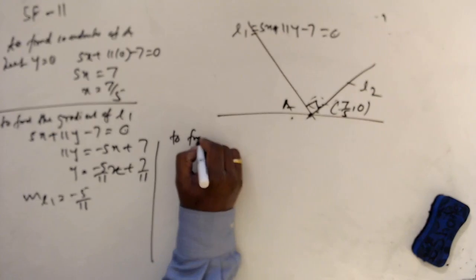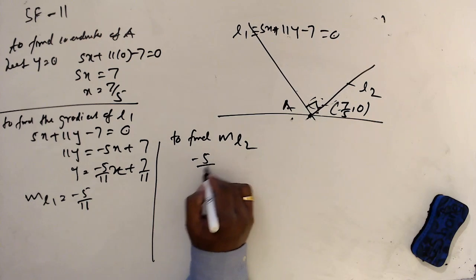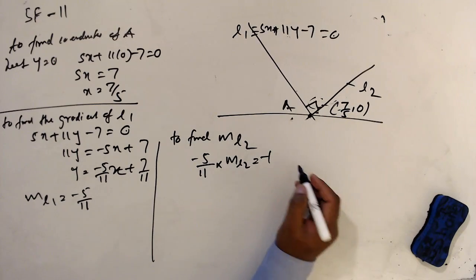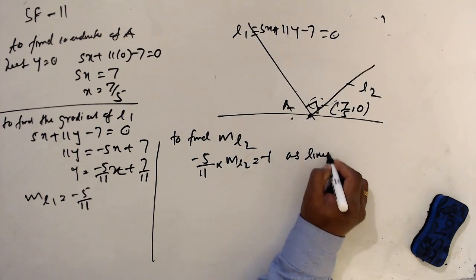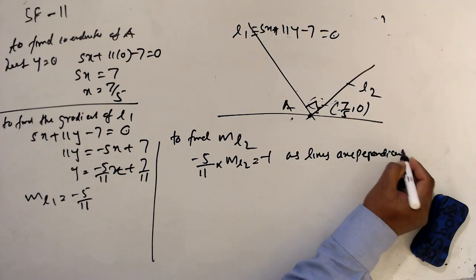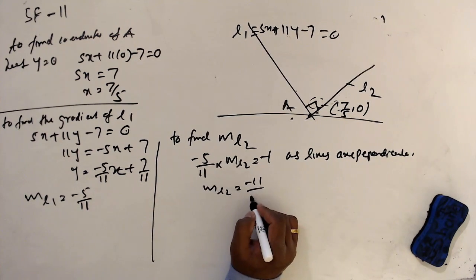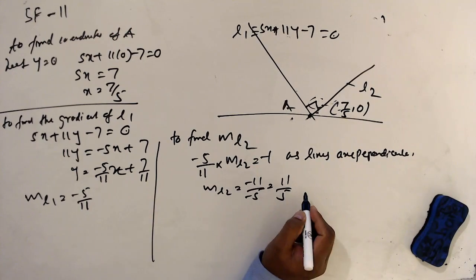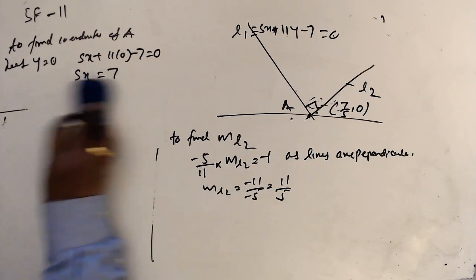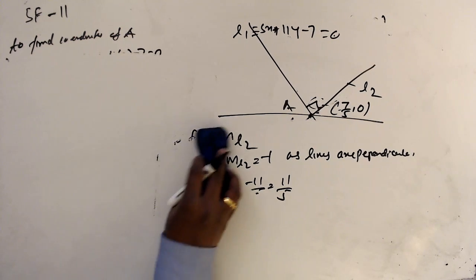Now to find the gradient of L2, minus 5 over 11 times ML2 equals minus 1, as the lines are perpendicular. Then ML2 equals minus 11 over minus 5, which is 11 over 5. Now we want to find the equation of L2. We have the gradient 11 over 5.